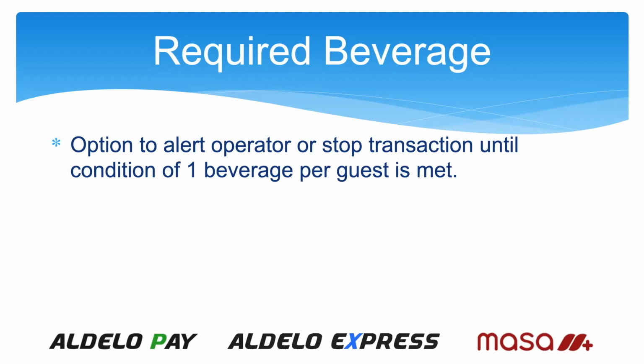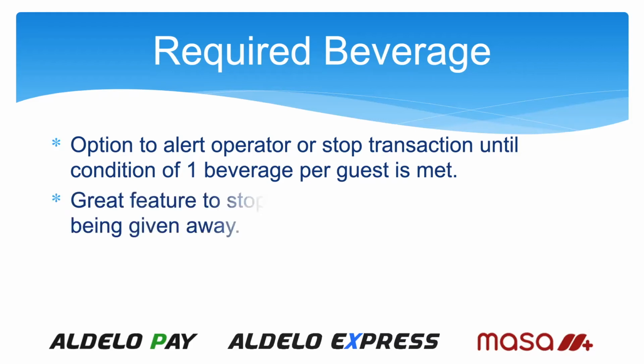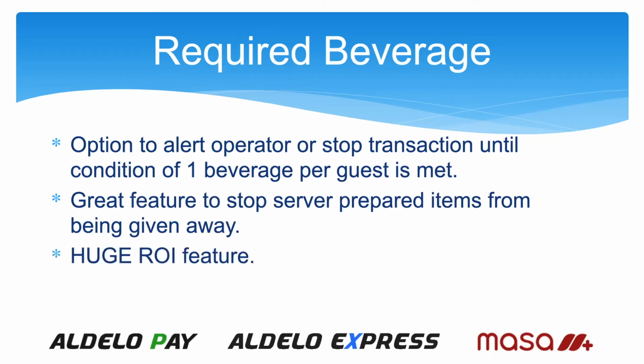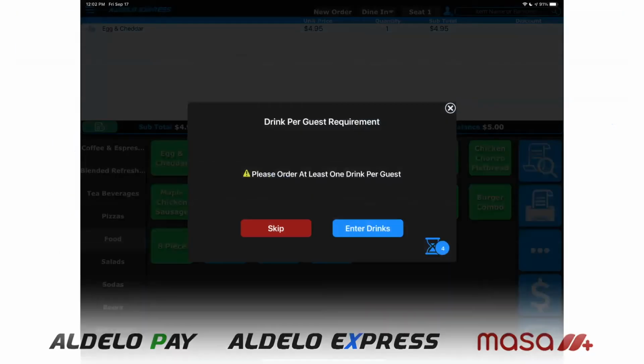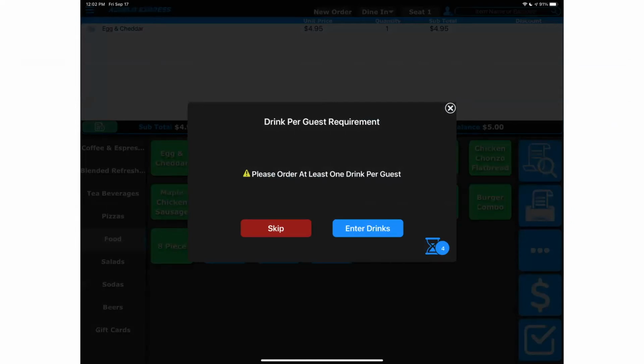This absolutely prevents accidental loss and intentional theft from the servers. We don't allow the server to give away those free items any longer. This is a huge return on investment, absolutely huge. And so there's 2 settings that we're going to show you. The first one is an alert that just notifies the server that they need at least 1 drink per guest.